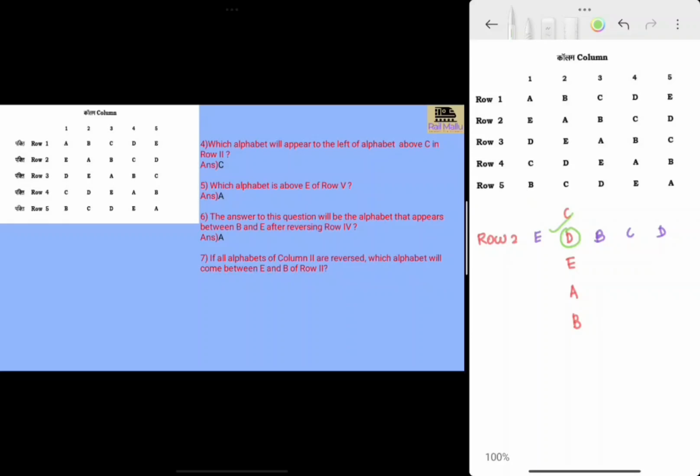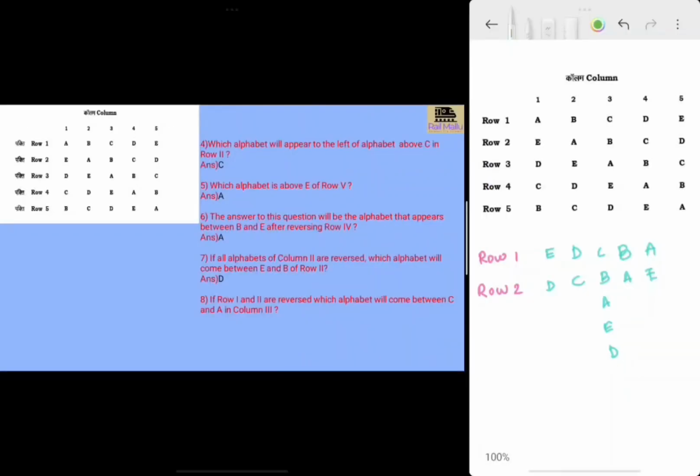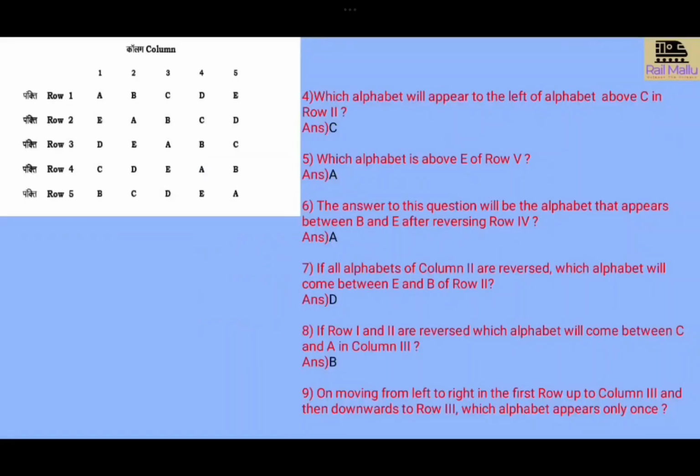If row 1 and 2 are reversed, which alphabet will come between C and A in column 3? Here I have reversed row 1 and row 2, and I have written column 3 alphabets as such. So the question is, if row 1 and 2 are reversed, which alphabet will come between C and A in column 3? Which means the answer will be B. So moving to the next question.